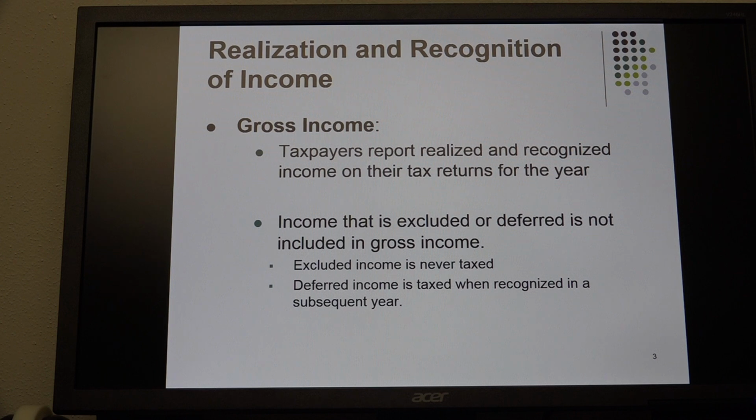So, first thing you need to understand is the difference between the term realization and recognition of income. You realize income when, per the book, per the code, some transaction occurs and you receive an economic benefit. Okay? And I'll go deeper into that here in a minute.